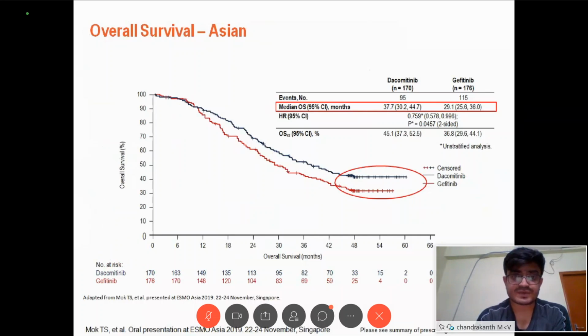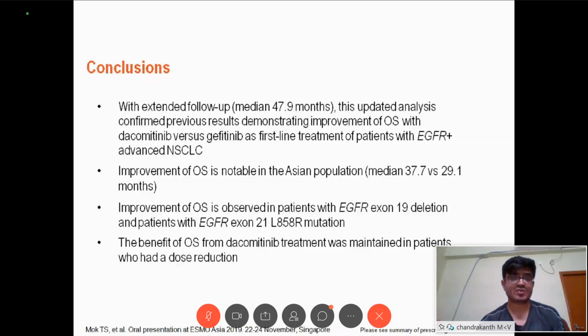So this is the Asian population overall survival. You can see the overall survival at 42 months is nearly 45% versus 36.8%, which was statistically significant. With extended follow-up of 47.9 months, the updated analysis confirmed previous results, demonstrating improvement of overall survival with Dacomitinib when compared to Gefitinib. Improvement of overall survival was notable in the Asian population. Improvement in overall survival was observed in exon 19 and also in exon 21. The benefit of OS from Dacomitinib treatment was maintained in patients, even those who had dose reduction.